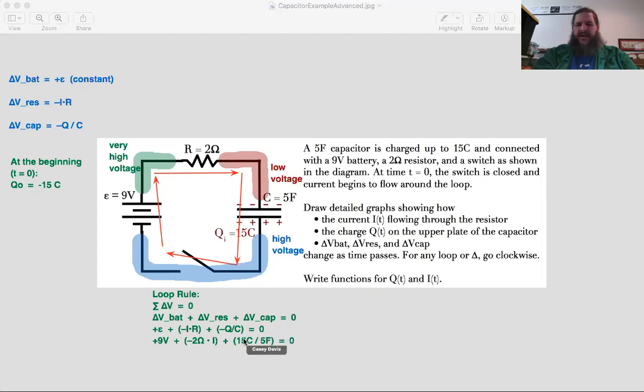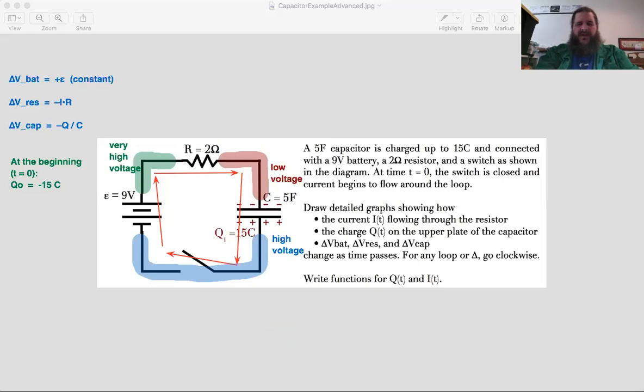And if we simplify that, what's 15 coulombs over 5 farads? Yeah, 3, and specifically 3 what? What units do you get if you simplify coulombs over farads? Or what units should you expect it to be if it's a delta V? Yeah, that should be in volts. And coulombs over farad does indeed work out to volts.